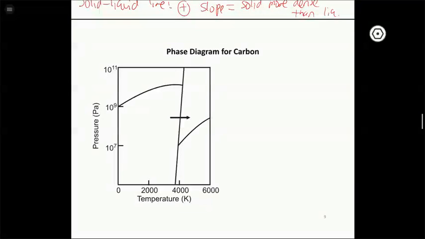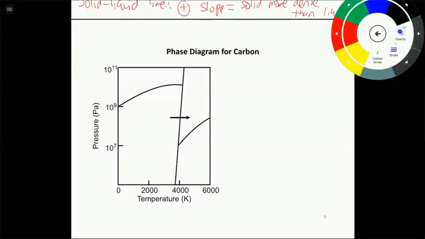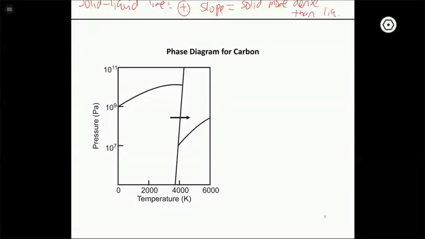This is one where we do have, as we know, 2 different solid forms. So we've already talked about how carbon has 2 commonly occurring allotropes, diamond and graphite, and the phase diagram shows that. All right, so we're not going to expect you to know how to label these types of diagrams off the top of your head, because this is a more complicated one, but we still have some similar features.